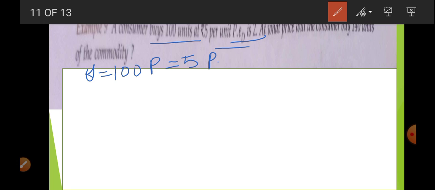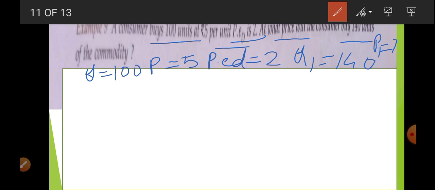Price elasticity of demand is equal to 2. At what price will the consumer buy 140, that is, Q1 is given. Q1 is 140 units. What do we have to find out? We have to find the new price, that is, P1. Let me start. The equation that we are going to use: price elasticity of demand is equal to P upon Q multiplied by del Q upon del P.